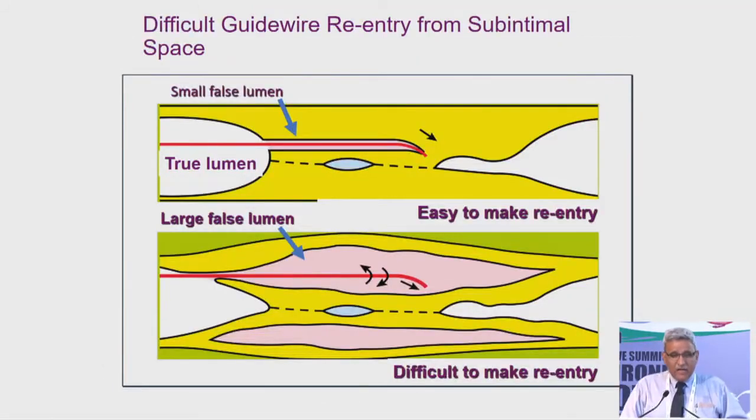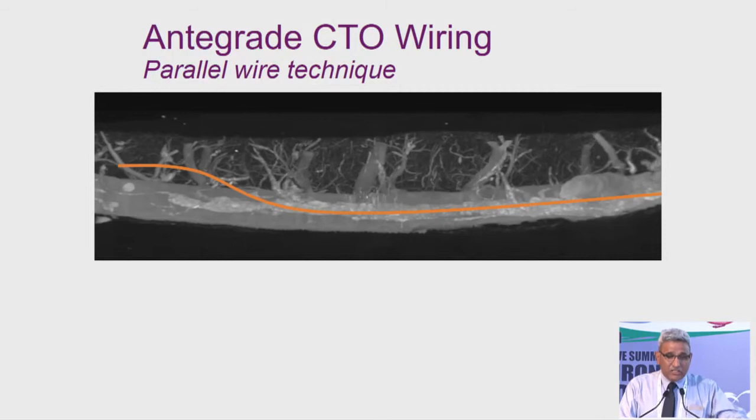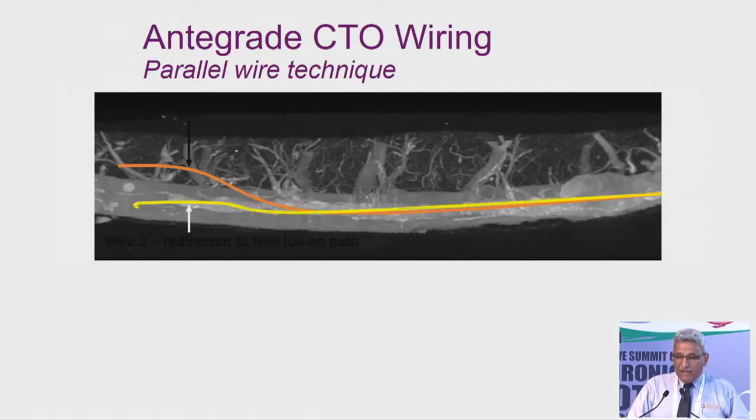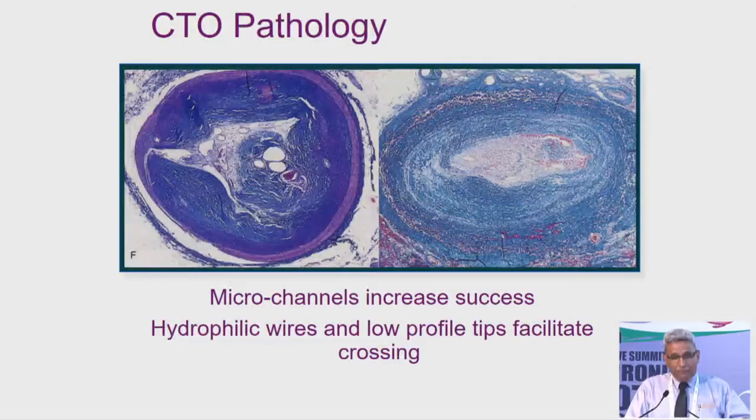But we always had a difficulty in re-entering the true lumen from the subintimal space if we went subintimal. To overcome this, we had the parallel wire technique, which was always taken by a sharper bend, a heavier or stronger wire, which had more penetration force, so as to allow us to enter from the parallel wire. We also learned a very elegant presentation on CTO pathology, that from 40 to 400 microns, we have some kind of microchannels.